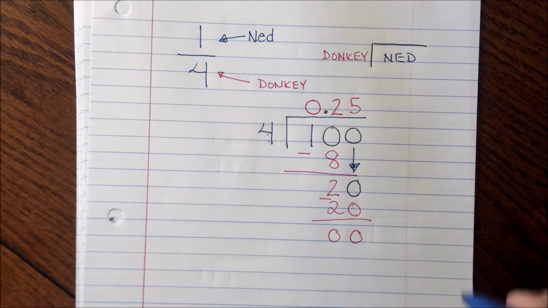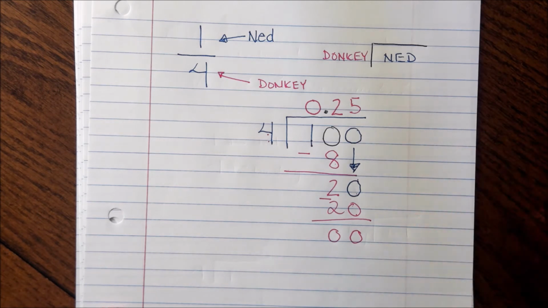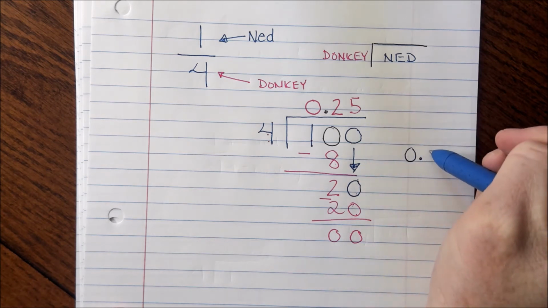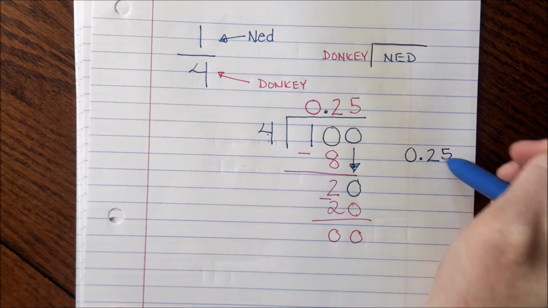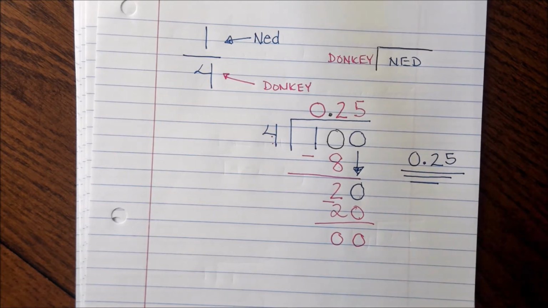So there you have it. My final answer is 0.25. Well, the correct way you say that is 25 hundredths. Now, that is called a terminating decimal because it stops. It comes to an end. So there you go, guys. I hope you understand.